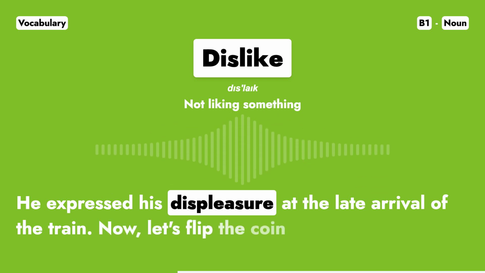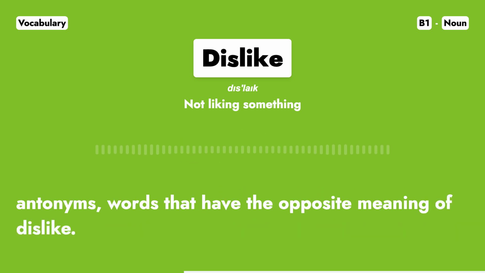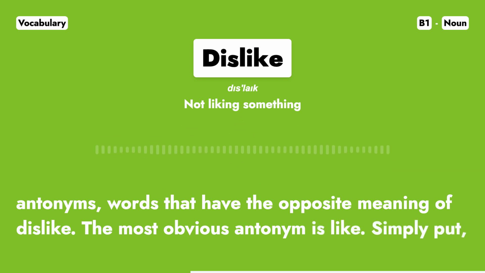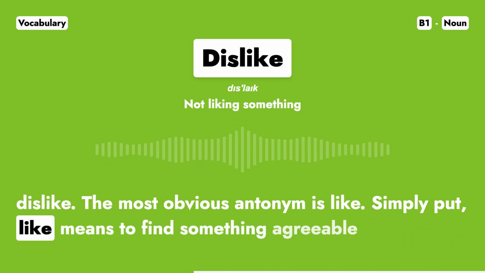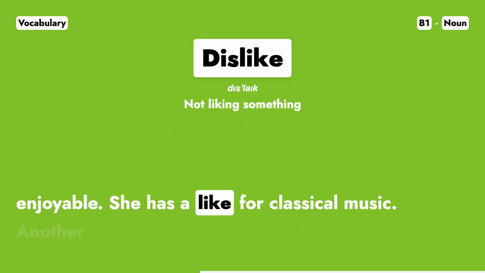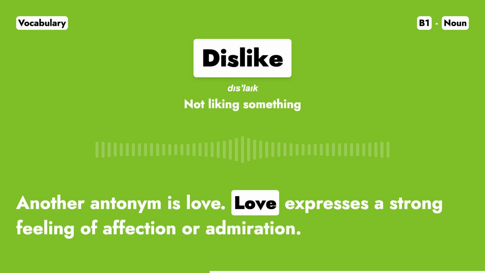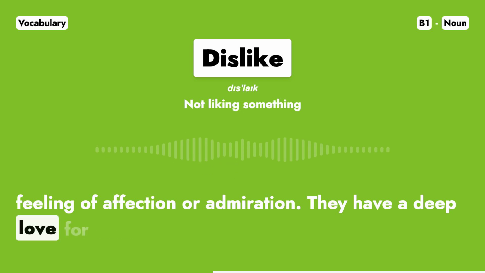Now, let's flip the coin and look at antonyms, words that have the opposite meaning of dislike. The most obvious antonym is like. Simply put, like means to find something agreeable or enjoyable. She has a like for classical music. Another antonym is love. Love expresses a strong feeling of affection or admiration. They have a deep love for each other.